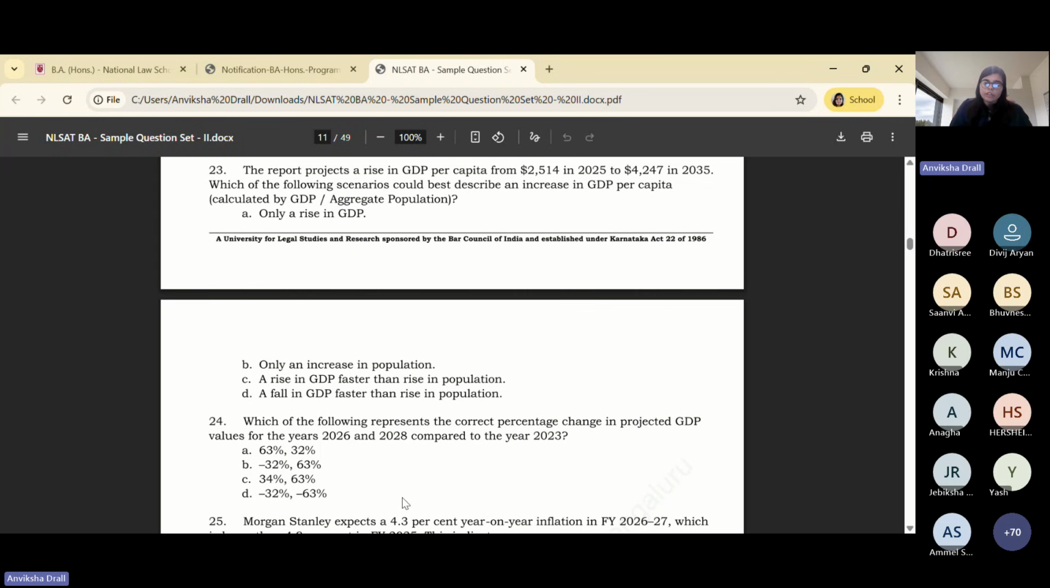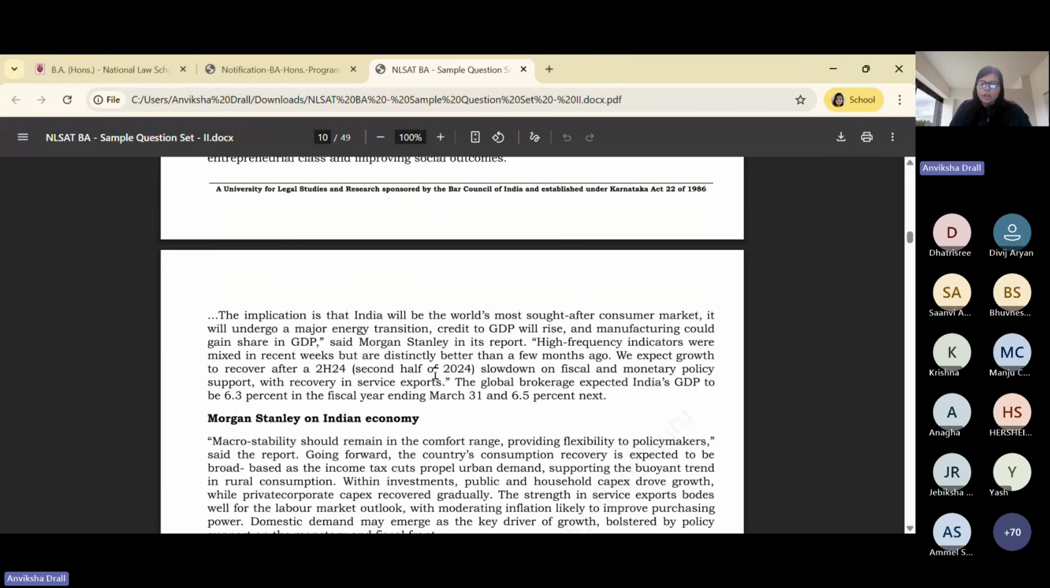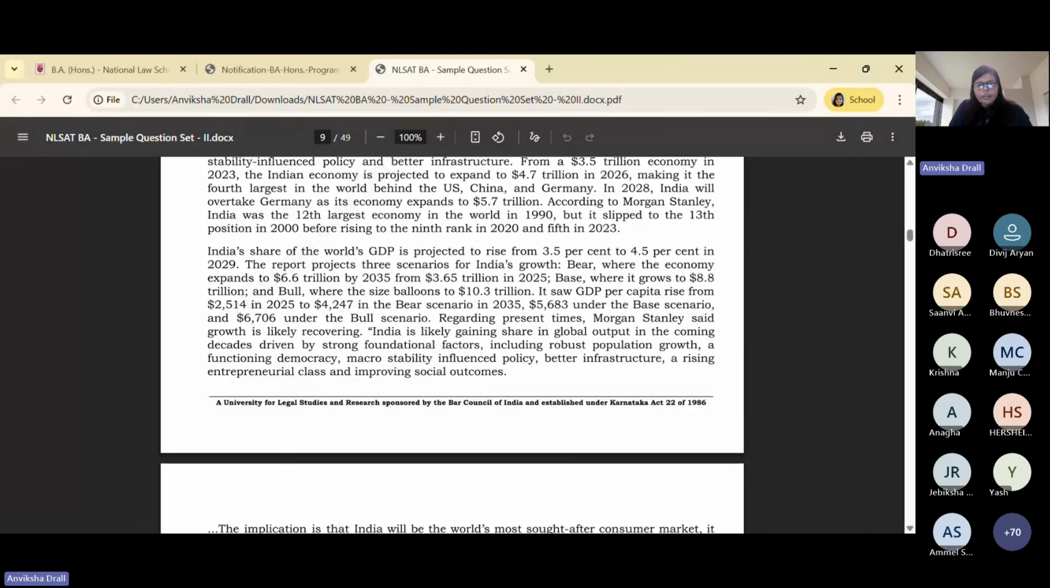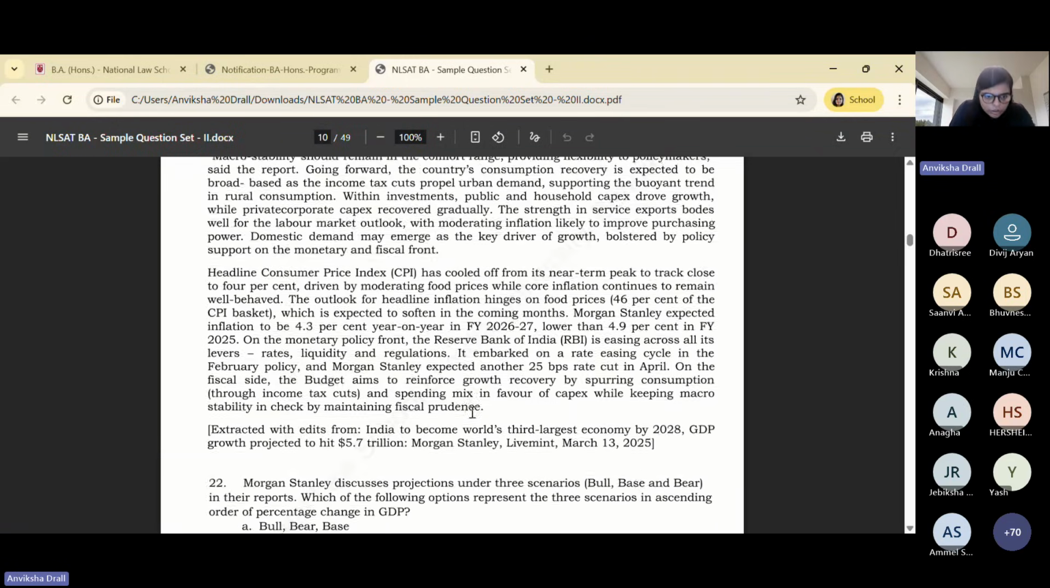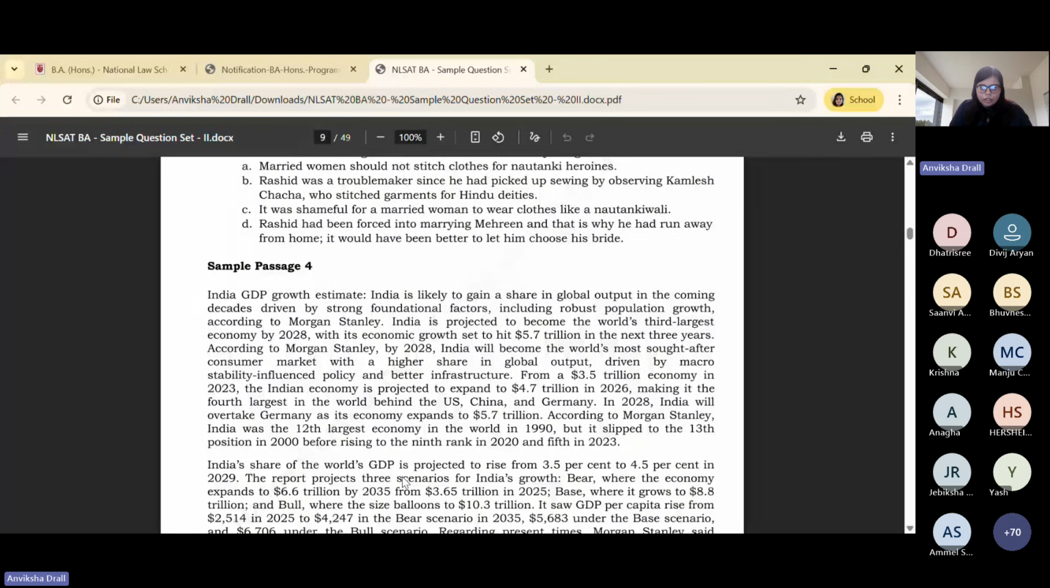So for this question, if we go back to the paragraph, you need to find out the values here for projected GDP for 2026 and 28. In the first paragraph, they have mentioned that from a 3.5 trillion economy in 2023, I'll highlight it so that there is no confusion, the economy is projected to expand to 4.7 in 2026.